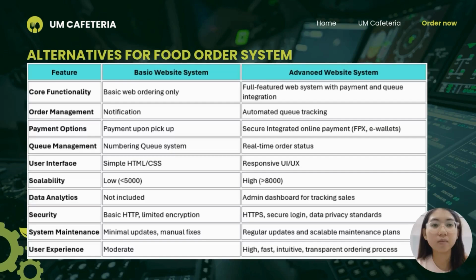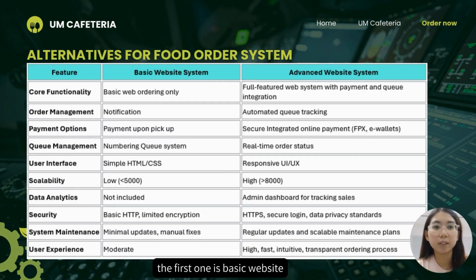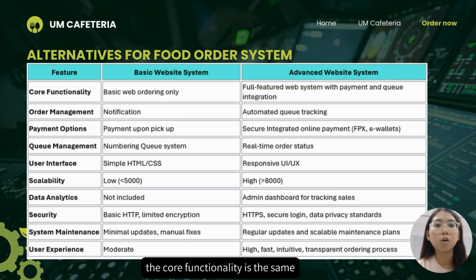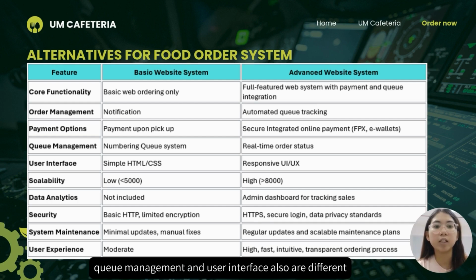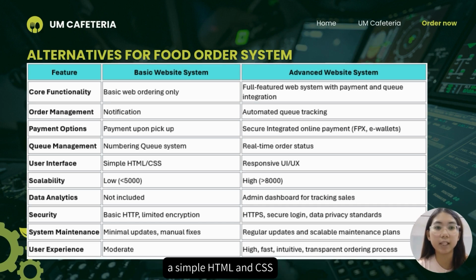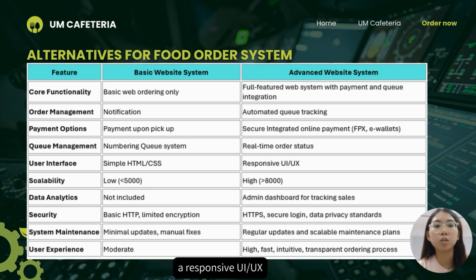practices. There are two alternatives for the food order system. The first one is the basic website system and the other one is the advanced website system. The core functionality is the same; however, they have different styles of order management, payment options, and queue management, and the user interfaces are also different. The basic website system uses a numbering queue system with simple HTML and CSS, whereas the advanced website system has real-time order status with a responsive UI and UX.